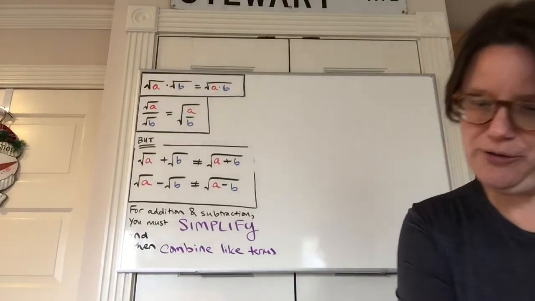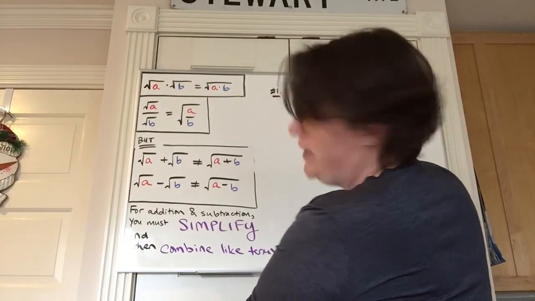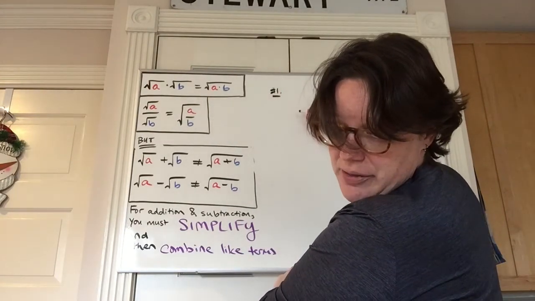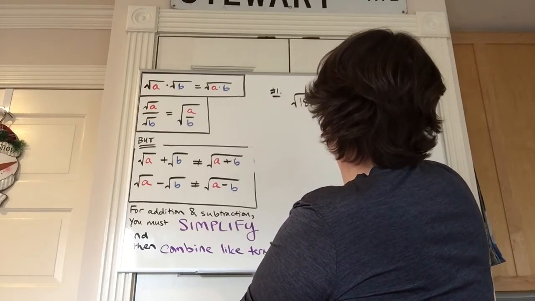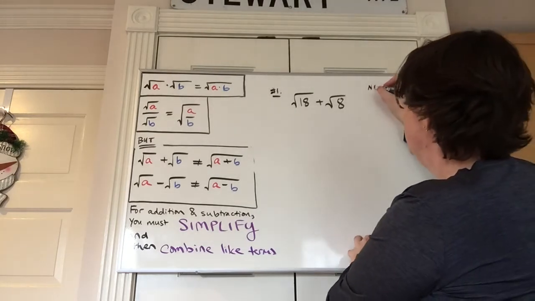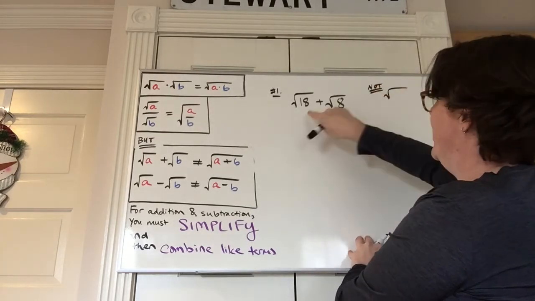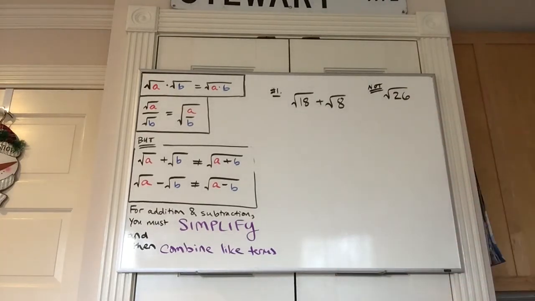Okay, so for our first example, let's say that I asked for us to add the square root of 18 and the square root of 8. The first thing I want to point out is that something is definitely not the answer to that problem. The answer is definitely not going to be just the square root of 26. You cannot do that with square roots. You cannot just add them together.